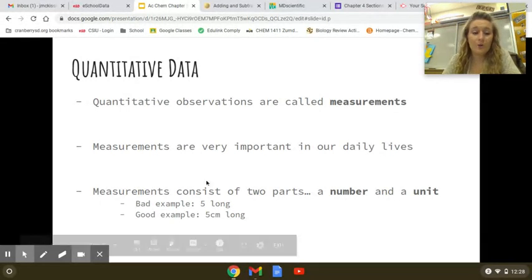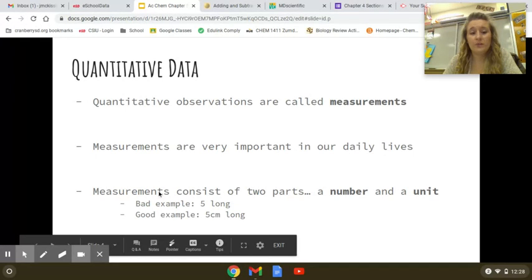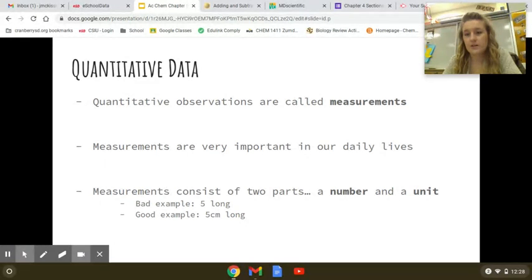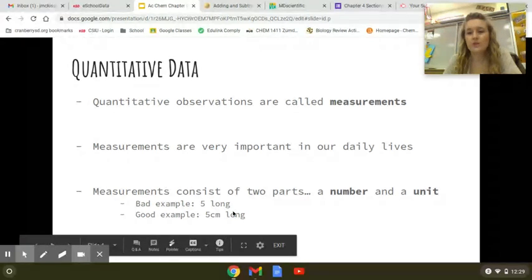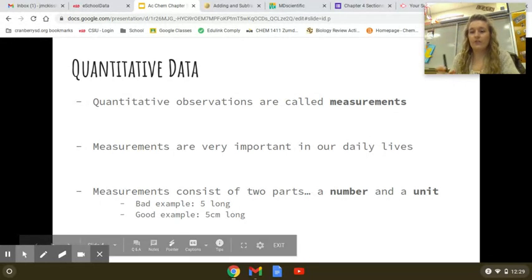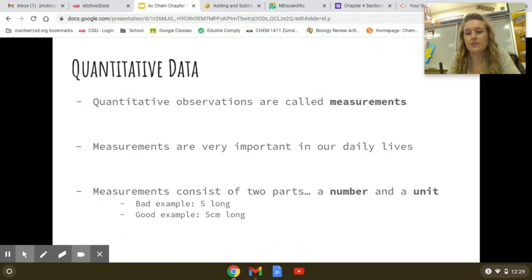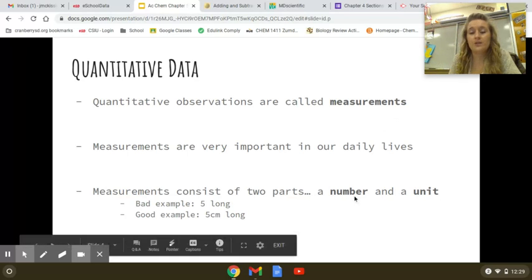So a bad example of giving me a measurement answer would just be saying 5 long. 5 what long? 5 meters long, 5 miles long, 5 centimeters long. How long is it? And then a good example would be 5 centimeters long. So when you tell me centimeters, I'm like, okay, I have a visual idea of how big that is. Okay. So from now on, again, you're going to need to have a number and a unit in every answer that you have. Anytime you have a number, it's most likely going to have some sort of unit.